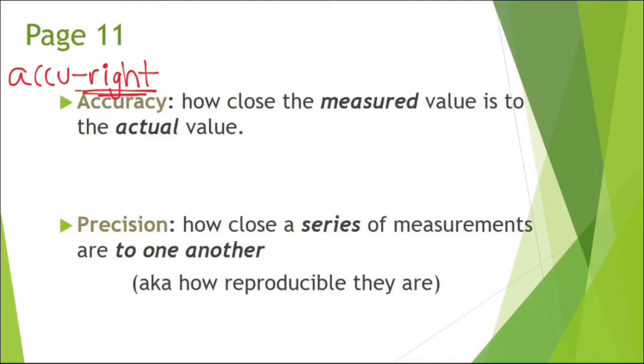Precision, on the other hand, isn't about being right or wrong. It's just about how close a set or a series of measurements are to one another. So they can be completely off the mark, nowhere close to our goal, but as long as our separate measurements are close together, then they can be precise. Another word for precise is reproducible.